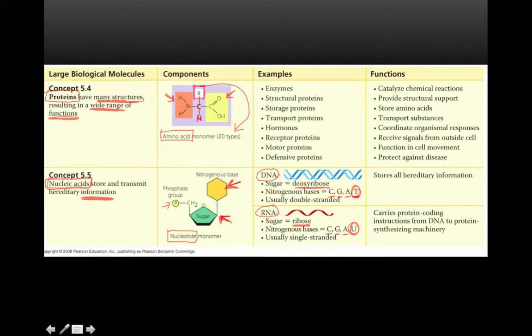And then another difference between DNA and RNA is that DNA is typically a double-stranded molecule, so 2 strands of nucleotides linked in the center by hydrogen bonds, whereas RNA is typically a single strand of nucleotides joined together.